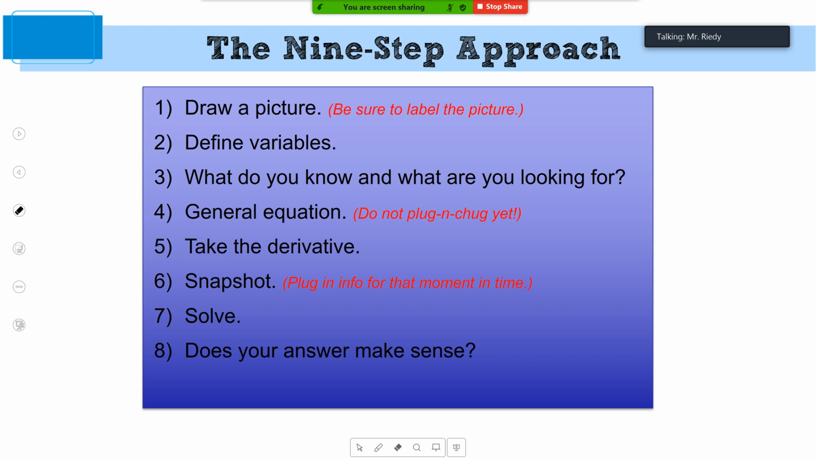It is not reasonable for a car to travel 2 times the speed of light, or 2 times the speed of sound, or there will be some ridiculousness that pops up. And then number 9, don't forget units. It's a word problem. You've got to include your units there. Are we talking about feet per second? Are we talking about the number of rabbits? Are we talking about miles per hour, et cetera, et cetera?